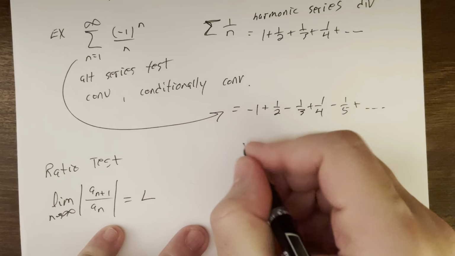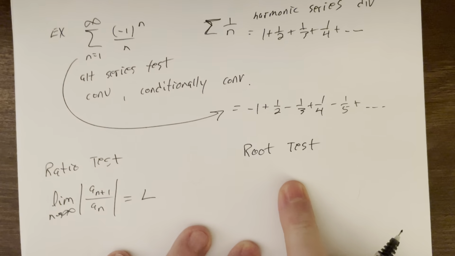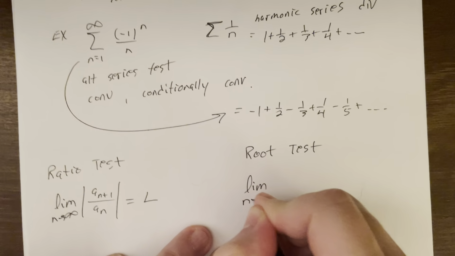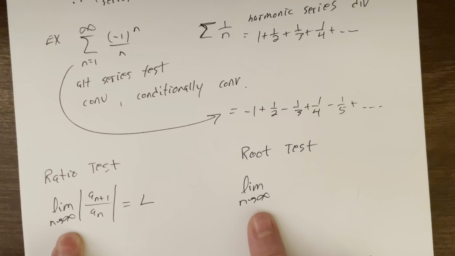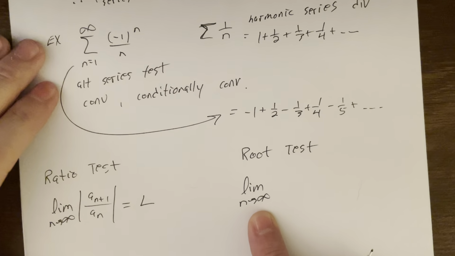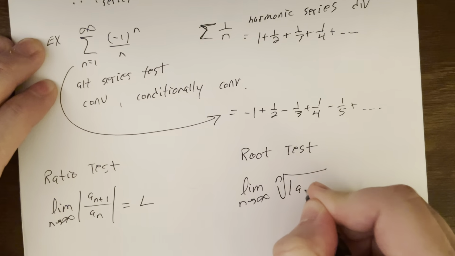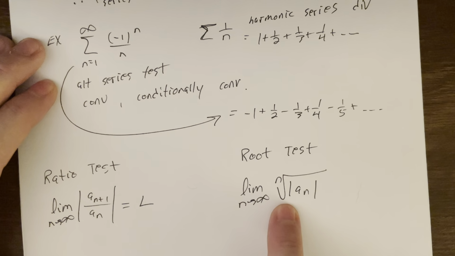But before I give you the rest, let me point out the root test. The root test, we are also going to take a limit. All of these limits, this entire chapter, sequences, series, every limit is always as n goes to infinity. And this time, we will take the limit of the nth root of the absolute value a sub n.